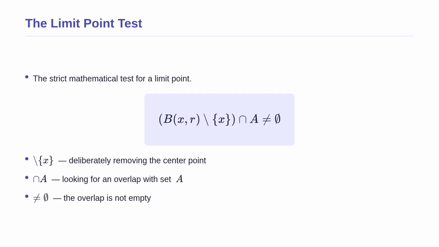Now that we have our open ball, we can construct the strict mathematical test for a limit point. This formula might look intimidating, but it is just a logical checklist. The slash symbol means we take our bubble and deliberately remove the center point x from it, because a point cannot be its own neighbor. The upside-down U symbol represents an intersection, meaning we are looking for an overlap between our hollowed-out bubble and our original set A. Finally, saying this does not equal the empty set means there must be at least one point of A trapped inside. If this statement holds true no matter how much we shrink the radius, then our point is a limit point.